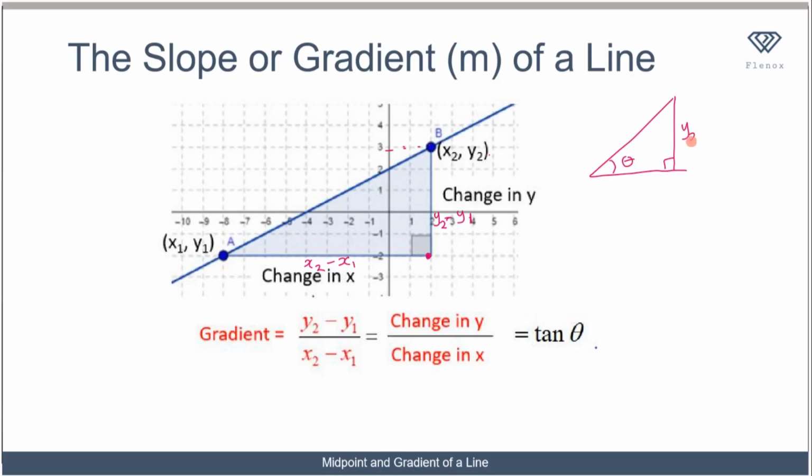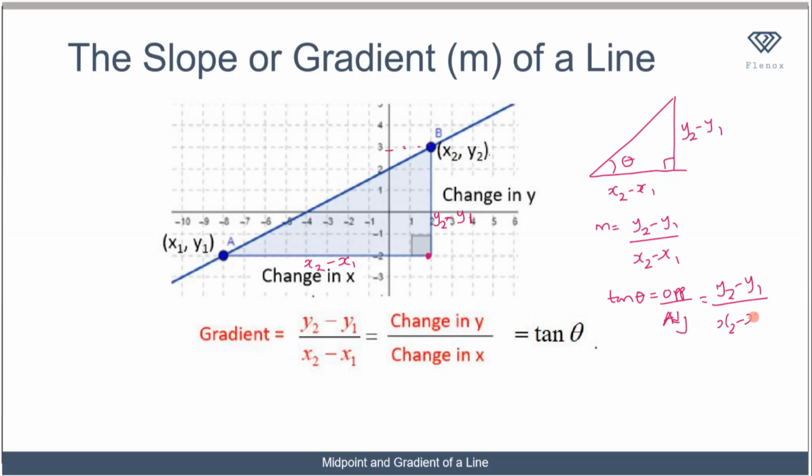My change in y is y2 minus y1, and my change in x is x2 minus x1. So I said my slope is equal to my change in y over my change in x. So what can I say about tan theta? If you remember, tan theta is equal to opposite over adjacent, and opposite in this case is this coordinate here, which is y2 minus y1.